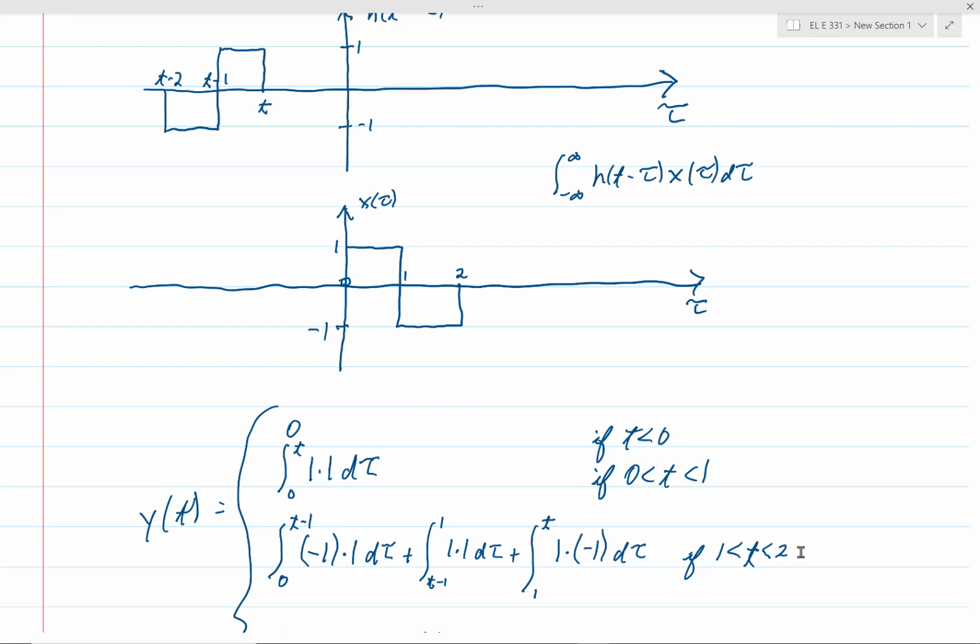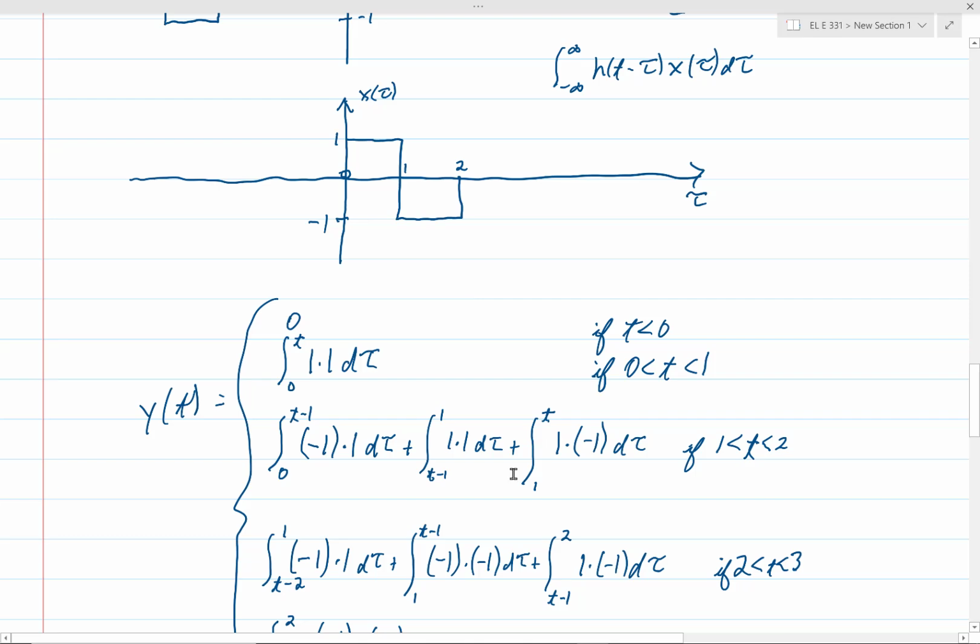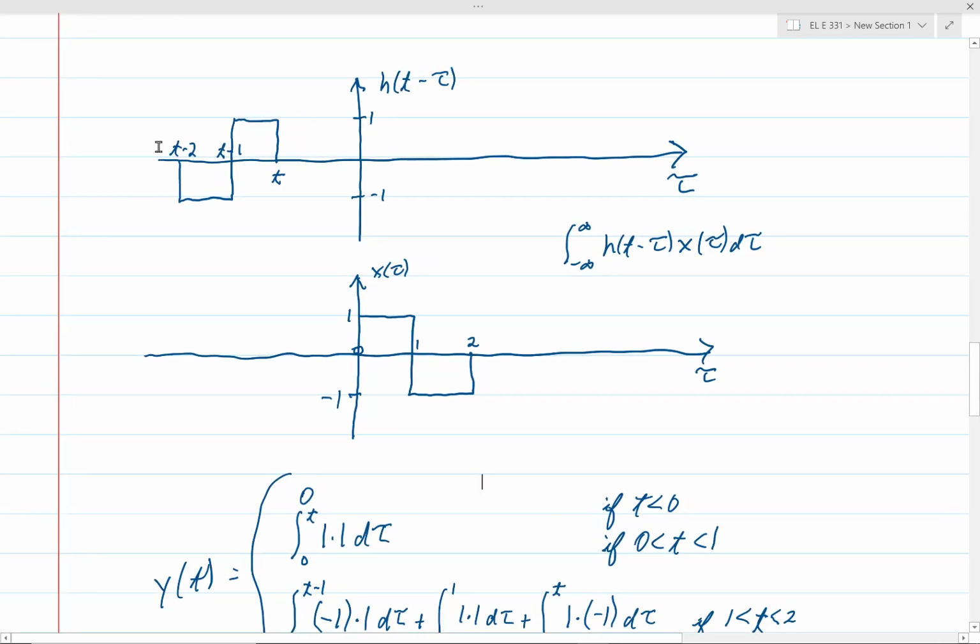And now we have to look at one more pretty difficult one, and that's when t is between 2 and 3. Now let's think about that for a moment. If t is between 2 and 3, that means that this leading edge for h is now just beyond this edge for x. So the midpoint of the h graph is going to be somewhere in here between 1 and 2, and the trailing edge of the h graph is going to be somewhere between 0 and 1.